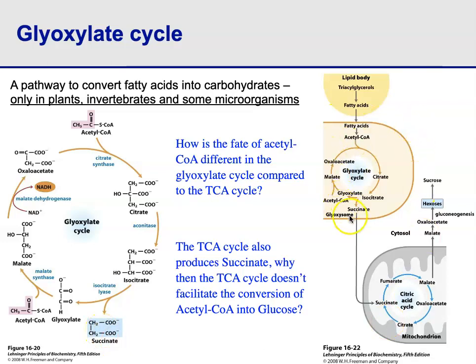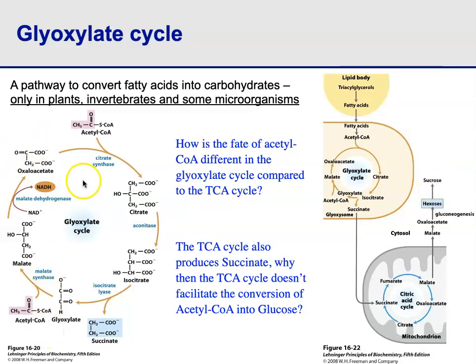Well, here it shows that succinate actually then can enter mitochondria and be converted to fumarate, malate, oxaloacetate, and in the cytosol can be converted to glucose or fructose or whatever, and then from there to sucrose. That is the purpose of the glyoxylate cycle.